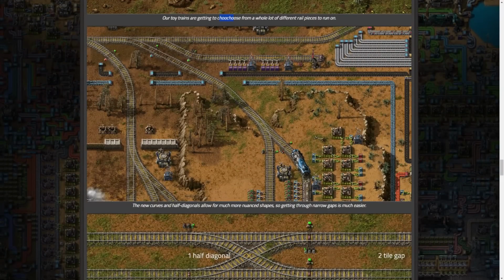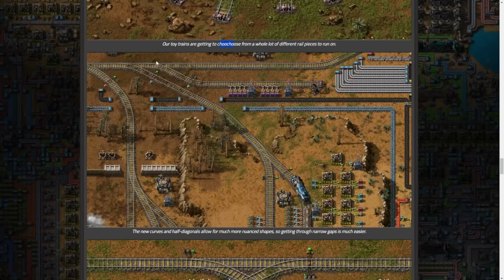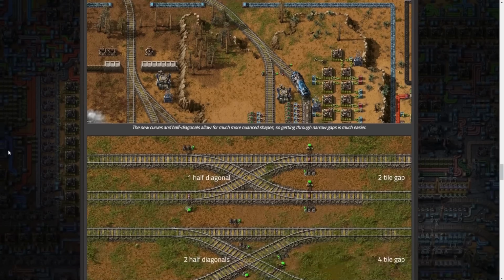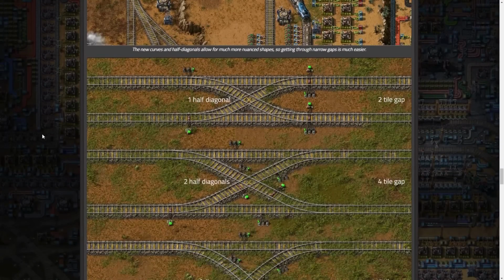The new curves and half diagonals allow for much more nuanced shapes, so getting through narrow gaps is much easier. Like doing something like this and split offs like this and such. Some of this would not really be possible now, and you can just do a lot more variation of things. And we have more examples.